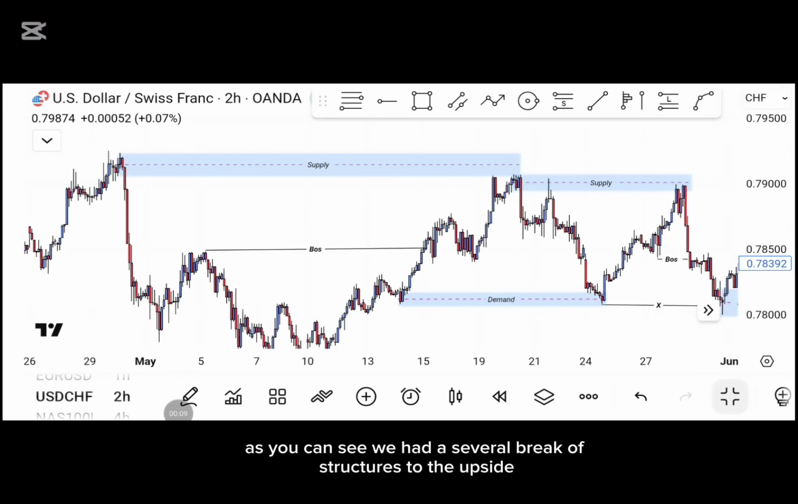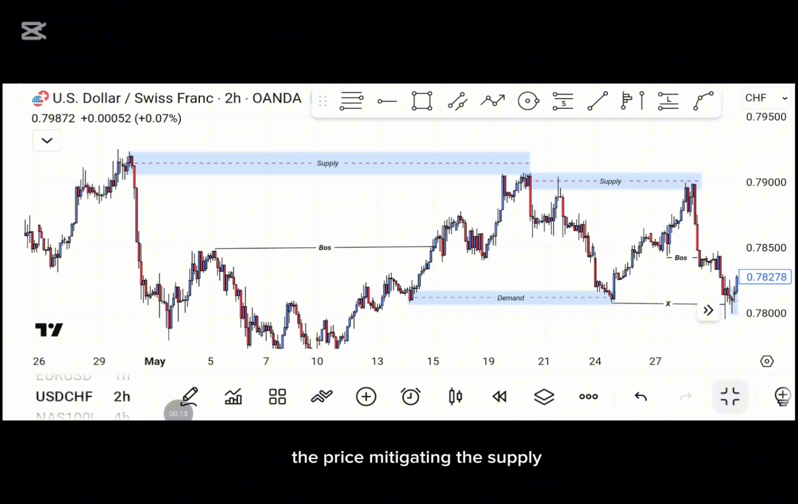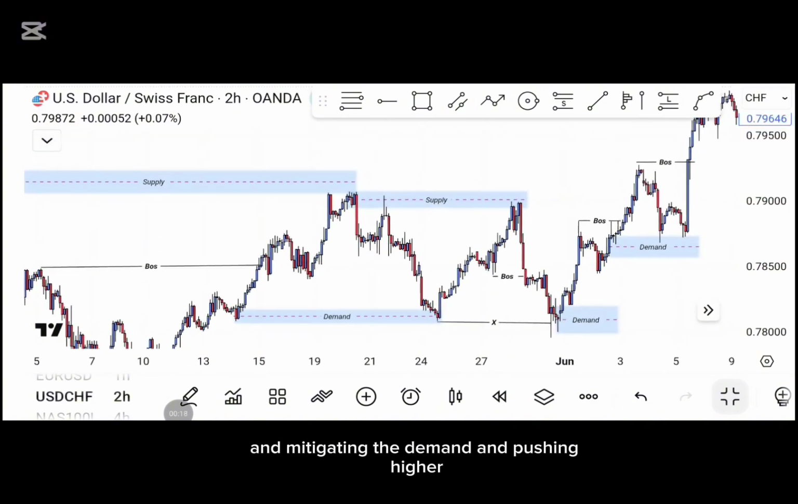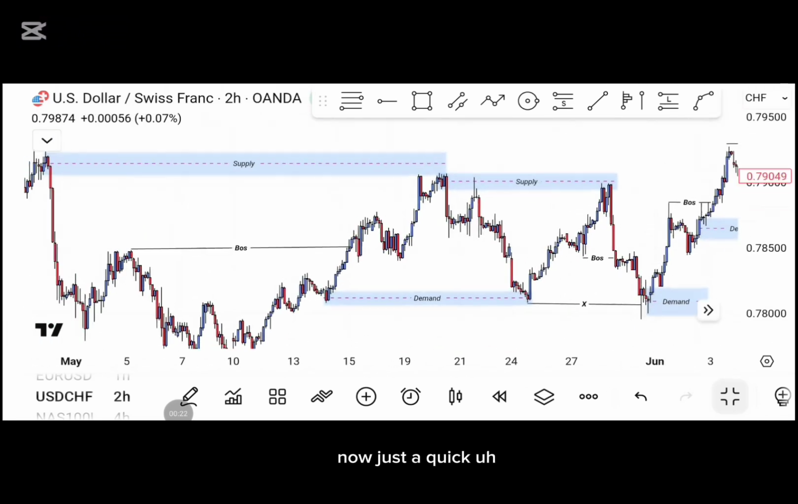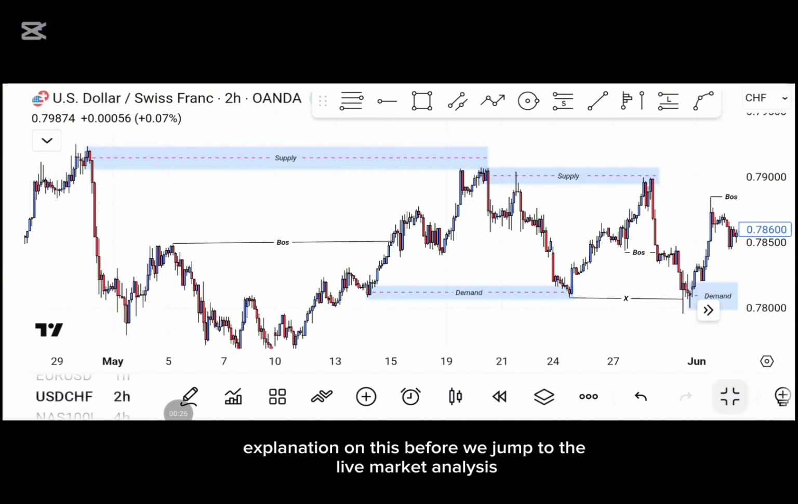As you can see, we had several breakout structures to the upside, the price mitigating the supply, reversing towards the demand, and mitigating the demand and pushing higher. Now, just a quick explanation on this before we jump to the live market analysis.